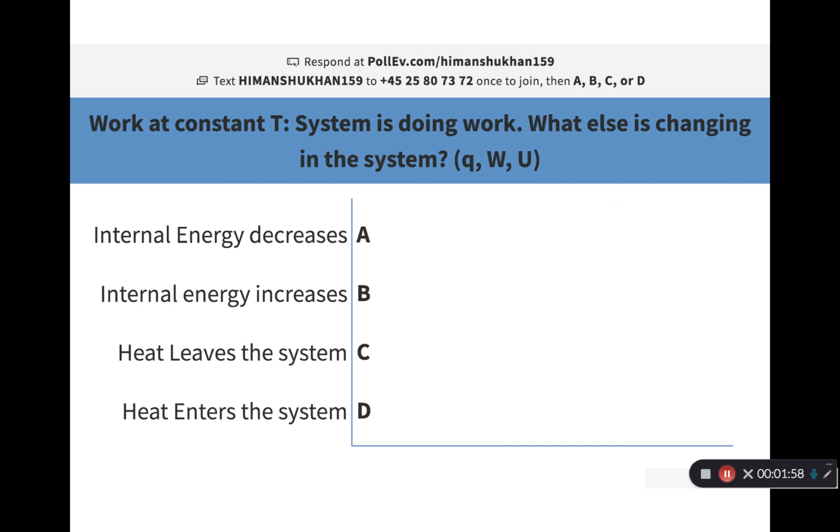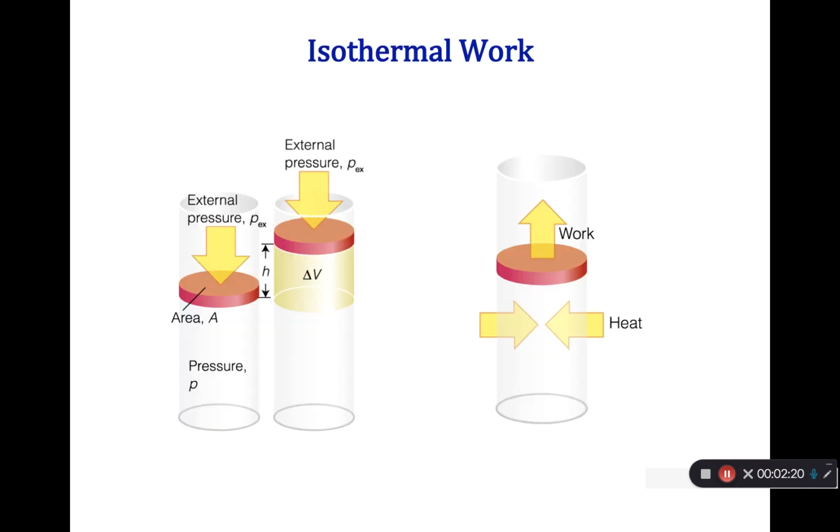So here is a question. If work is being performed at constant temperature by the system, then what else is changing in the system? Is it internal energy, W, or Q? Does the internal energy decrease? Does the internal energy increase? Does heat leave the system or does heat enter the system? And the answer to this is in this image here.